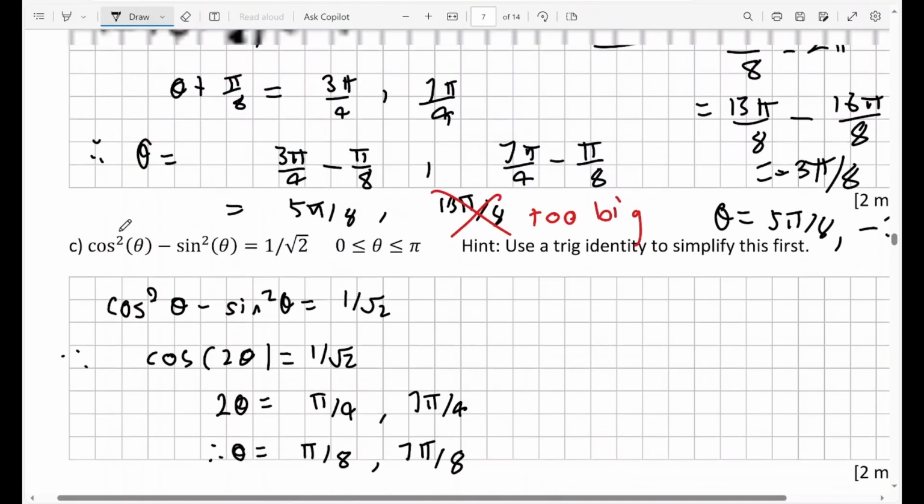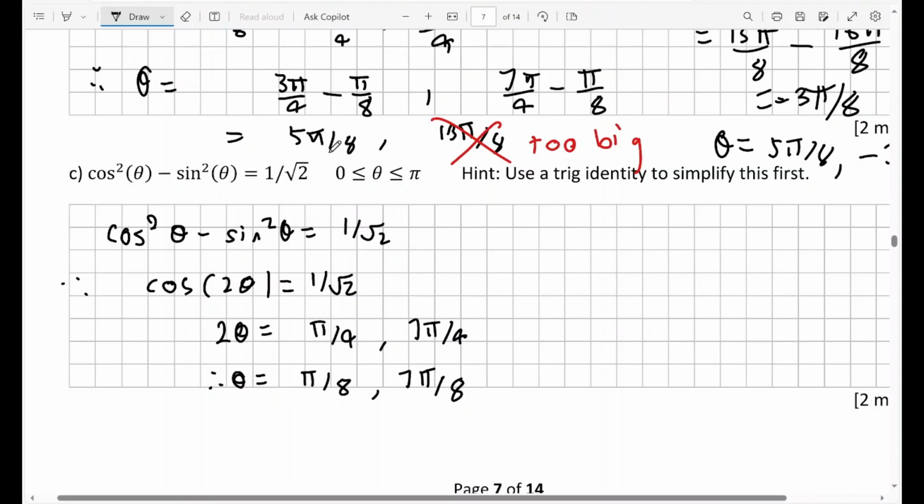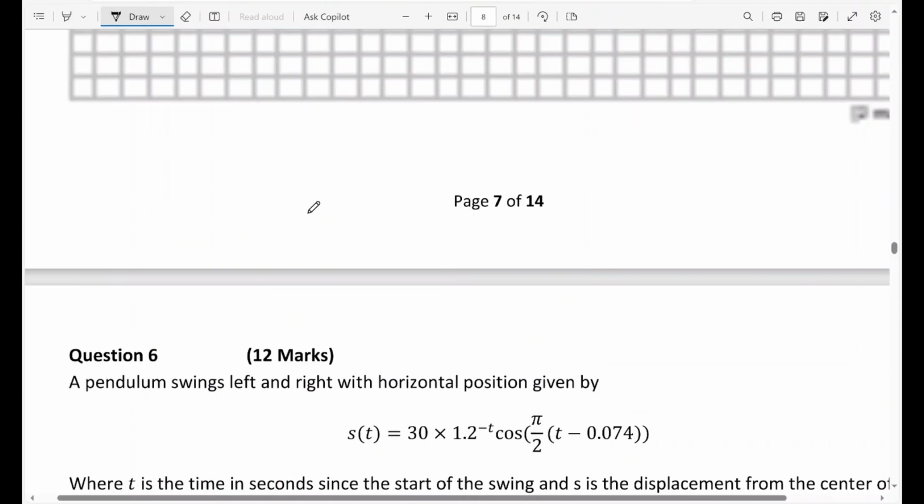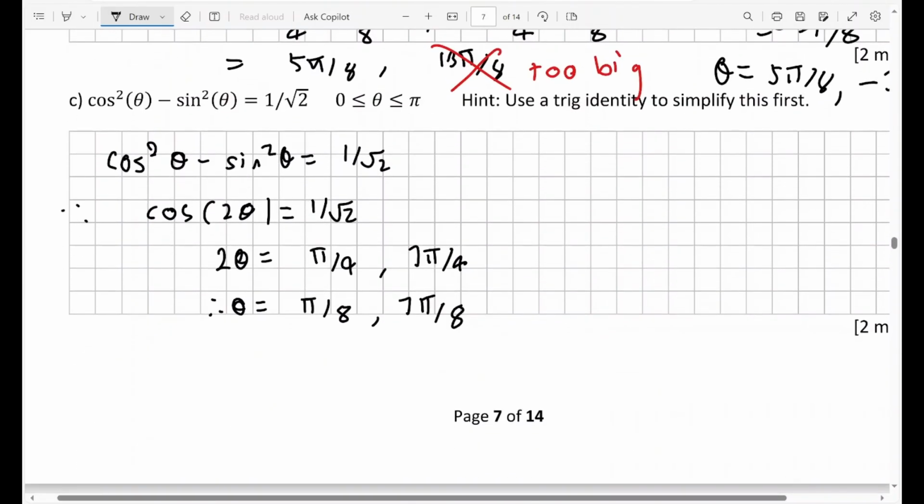If you want to make sure you can do that graphing thing again and double check, you should only have those two intersection points. All right, beautiful stuff. Wonderful.